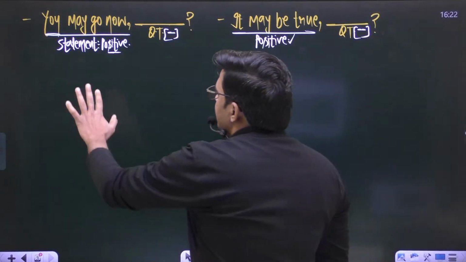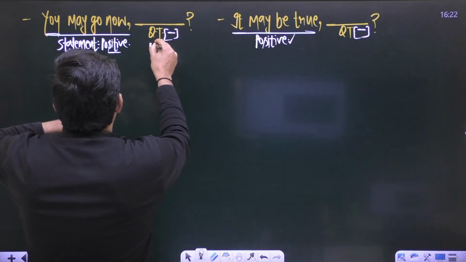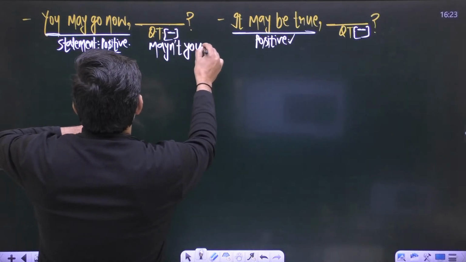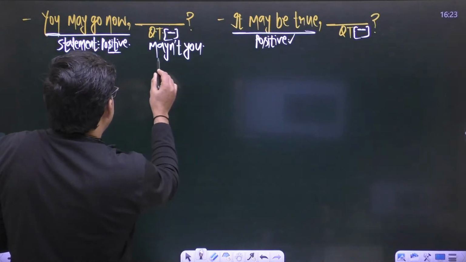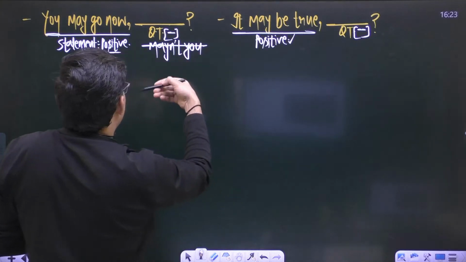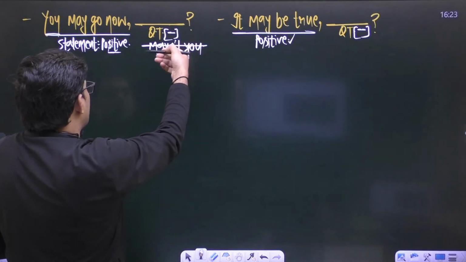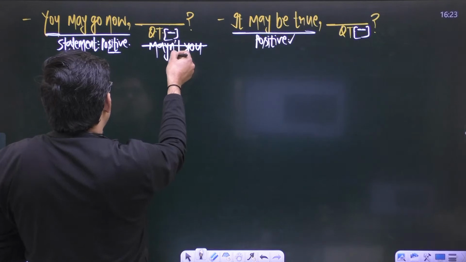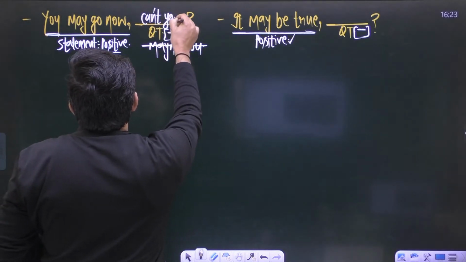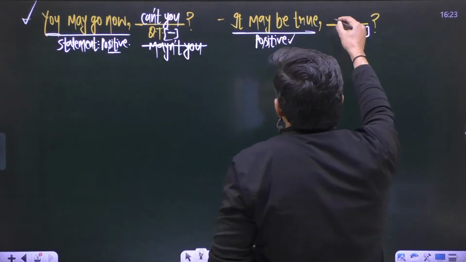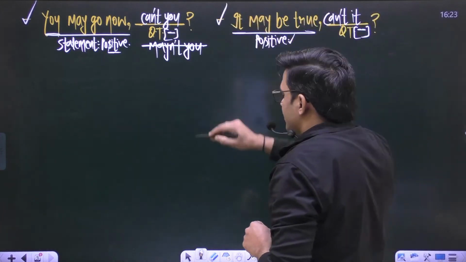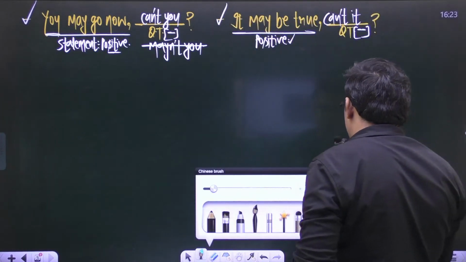Logically, the question tag should be mayn't you, right? But I said there is nothing like mayn't in entire English. So whenever you talk about negative possibility, we don't use may not, we use can't you. The question tag will be can't you. Again in this sentence, the question tag will be can't it.